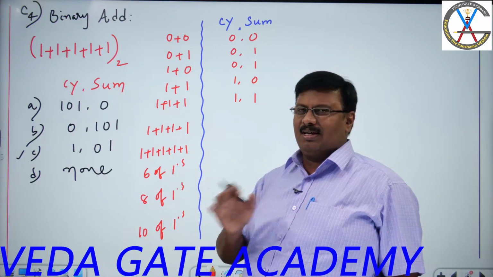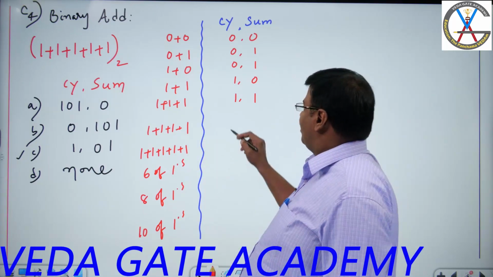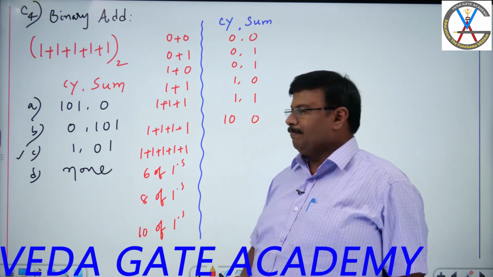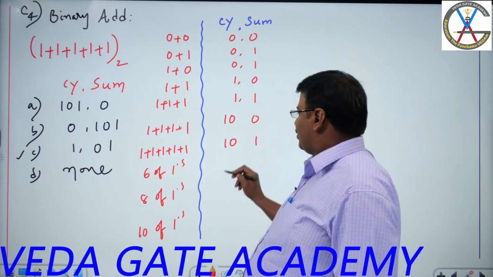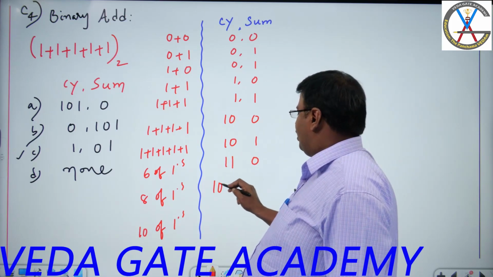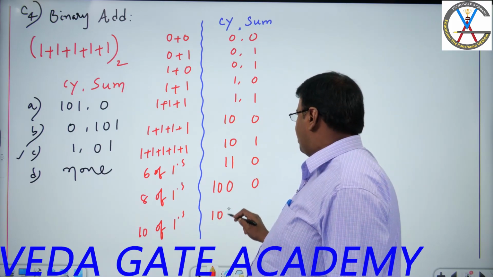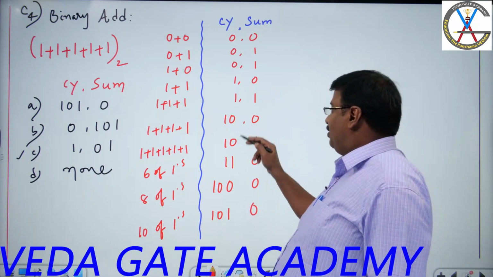Let it be any number of digits: 4, 5, n, 10. Four 1s, I'm just writing like this, is 100. 4 is 100, right? 5 ones is 101. 6 ones is 110. 8 ones is 1000. 10 ones is 1010. Can you notice one thing?